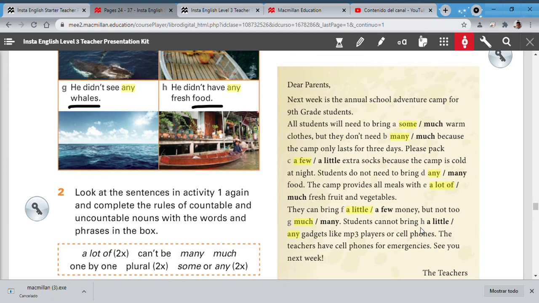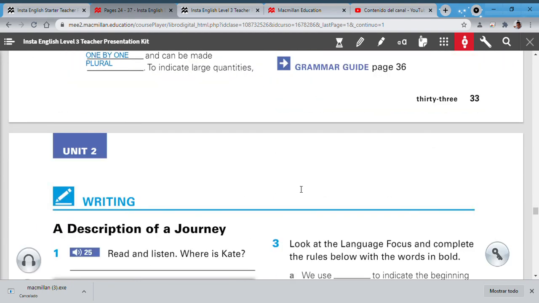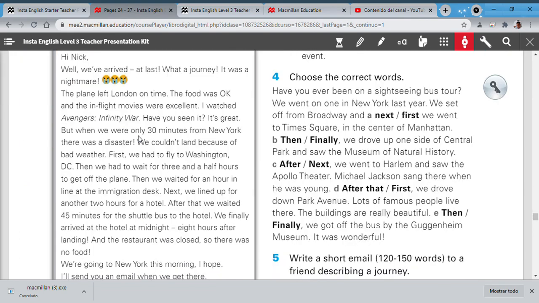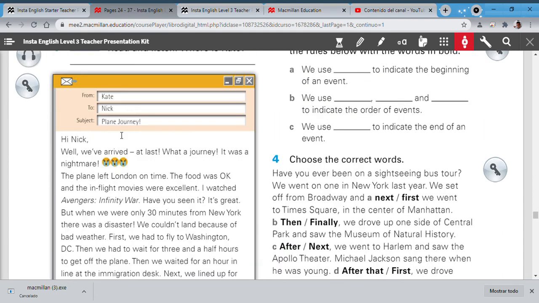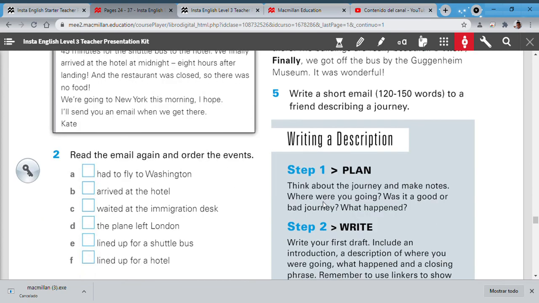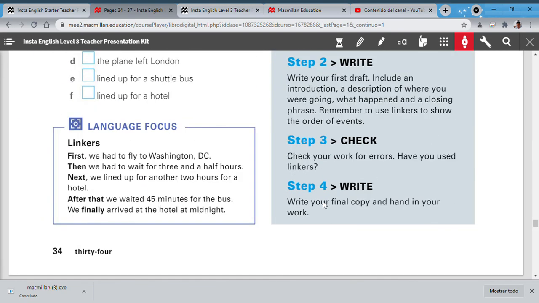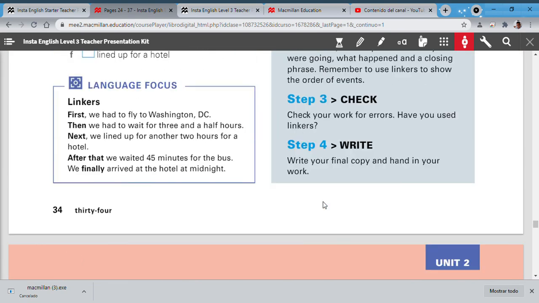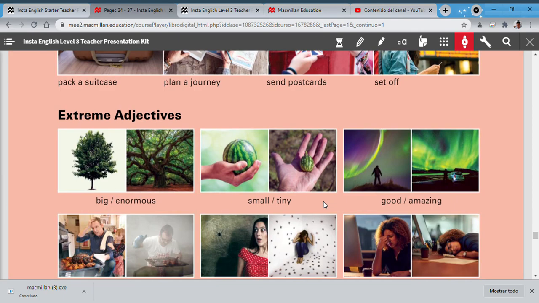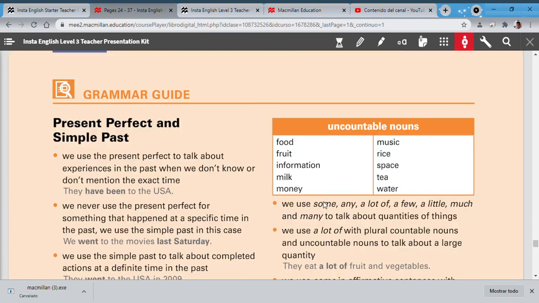And this is our class. Okay, countable and uncountable. For next class, we're going to work on a description of a journey. Now, my advice for you is to check this writing about Nick, because you are going to work on this next class, writing a description. Okay, page 34. And also we're going to check vocabulary in pictures, and the grammar guide.